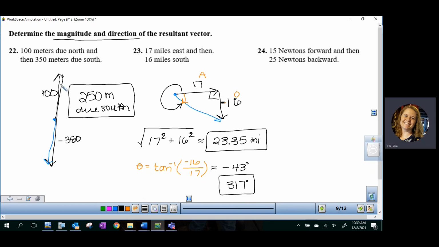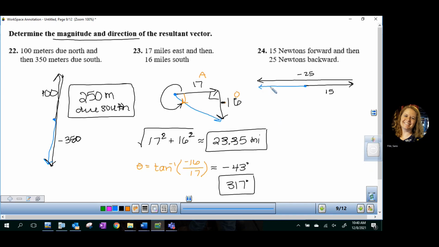So sometimes they're opposite directions. Sometimes they form a right triangle. This one says 15 newtons forward. So that's forward, we'll say to the right. Okay, and then from there we go back 25 newtons. So we went forward 15, then back 25. So the resultant would be here, right?